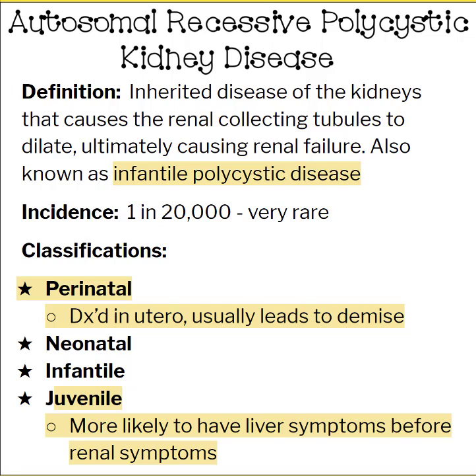There are 4 separate classifications of autosomal recessive polycystic kidney disease that we need to know. We have perinatal, which usually is diagnosed in utero and tends to end in demise. We have neonatal, infantile, and then juvenile. Perinatal and juvenile are the more common presentations of the disease. So we need to know how those look by ultrasound.